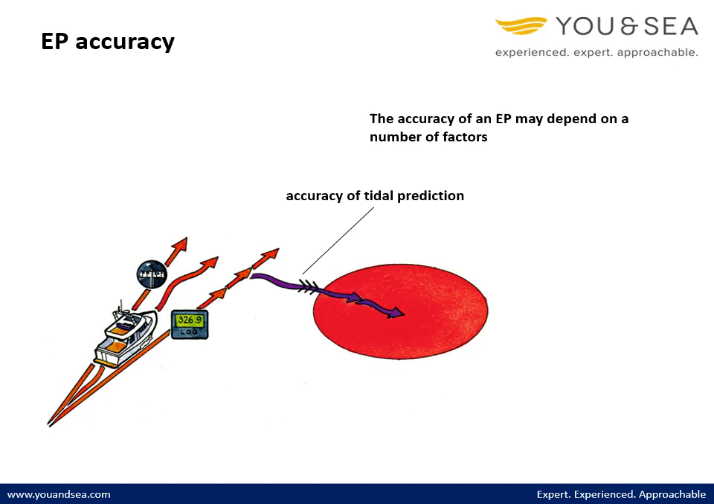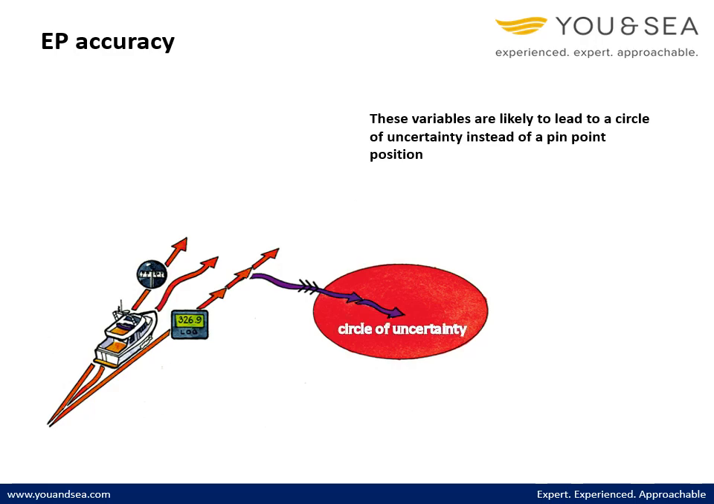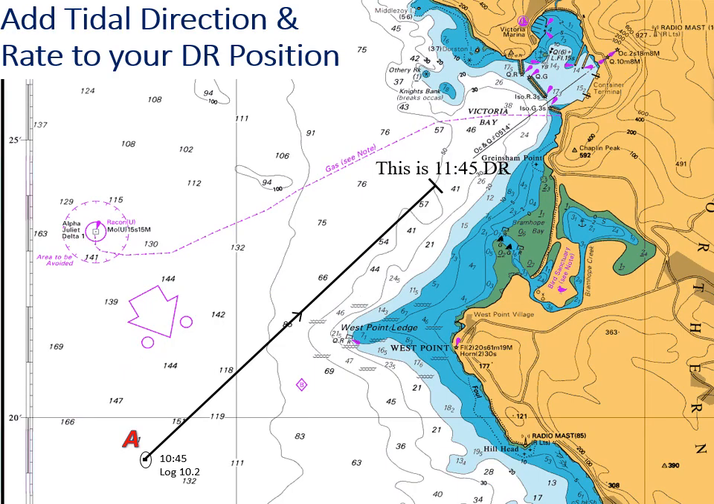To convert what we've previously done on a chart as a dead reckoning into an estimated position, we're going to now plot the tide. We're going to plot the tide from the end of our dead reckoning position. The tide vector has 3 arrows on it, and at the end, this is where our estimated position will be.